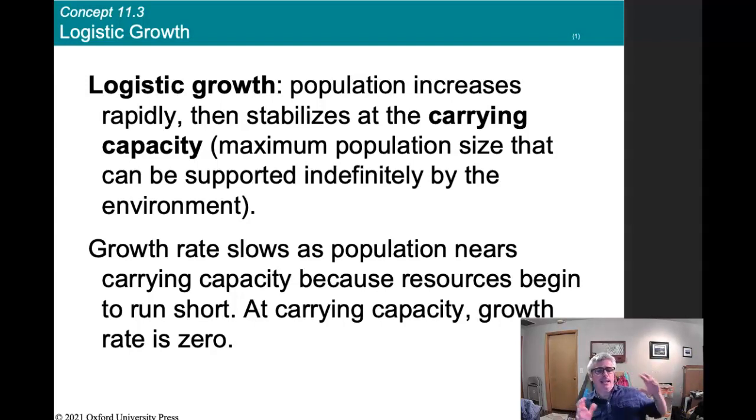The logistic growth model incorporates carrying capacity, which is the maximum population size that can be supported indefinitely by the environment. This is based on availability of habitat or food or other resources. There's a carrying capacity for that environment. And as the population reaches that carrying capacity, the growth rate is going to slow down. So the population nears it, but ideally doesn't exceed it. And so at carrying capacity, the population growth rate would be 0.